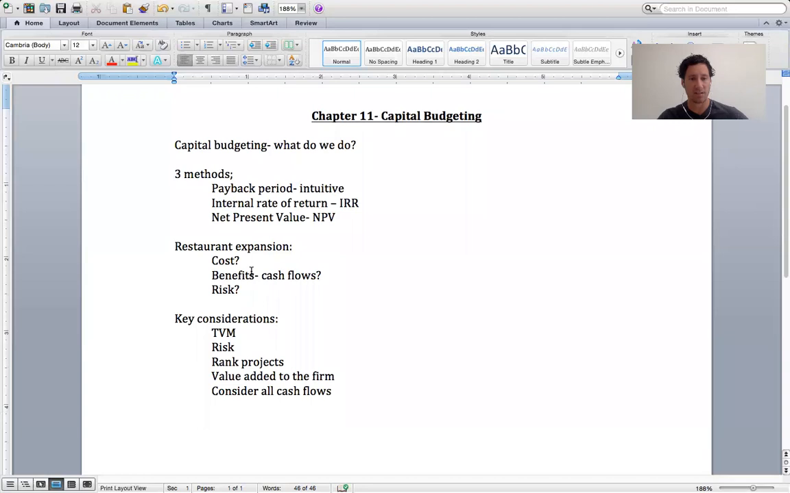All right, so let's go back to this restaurant expansion and put some numbers to it and try to calculate some of this. Let's assume the cost is $165,000.